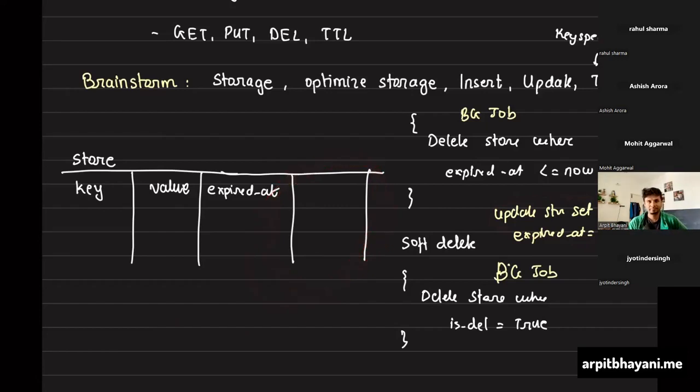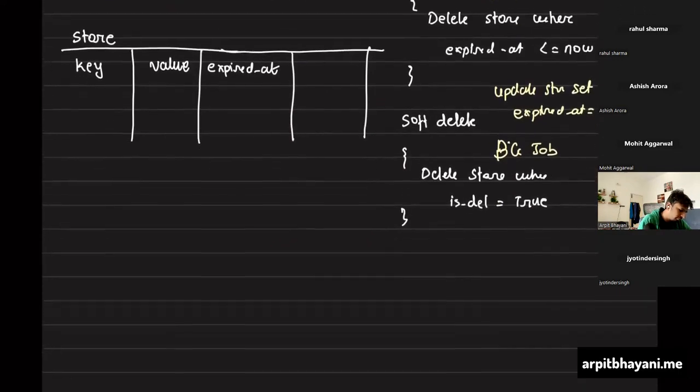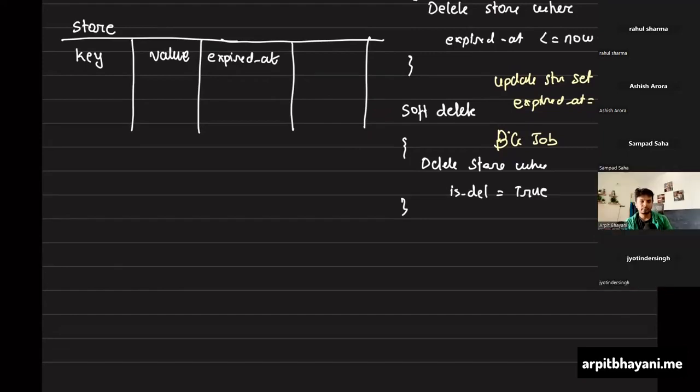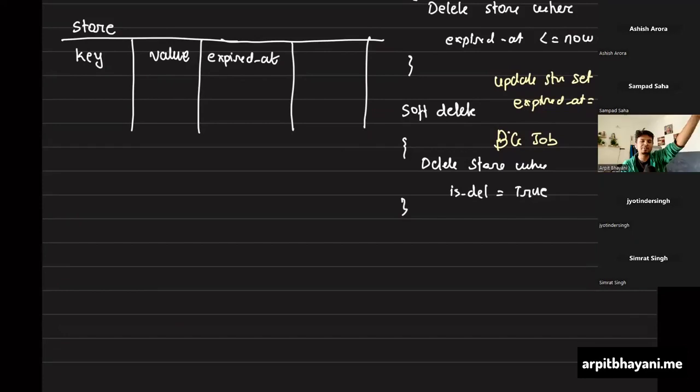And once you have the job, you probably have to implement it on the read path as well. When you read something, if the job has not yet run, you probably want to filter there as well. Once you're reading, just check if the key is expired, because it's possible that the job has not run at that point. Yeah, we'll come to that when we do get.